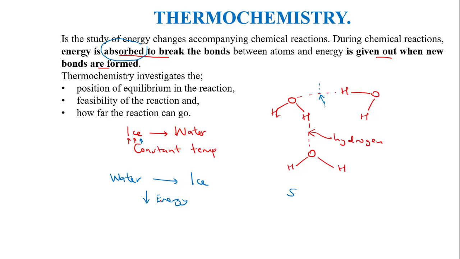So we have to lose some energy so that ice is formed, so that the hydrogen bonds can be reformed. Whenever we are forming these bonds, in the process of forming back the ice, energy has to be given out. That's why our water must become cooler, so that energy is given out as the hydrogen bonding becomes prominent. So in summary, whenever we are breaking bonds, energy will be absorbed, but whenever we are forming bonds, energy will be given out.